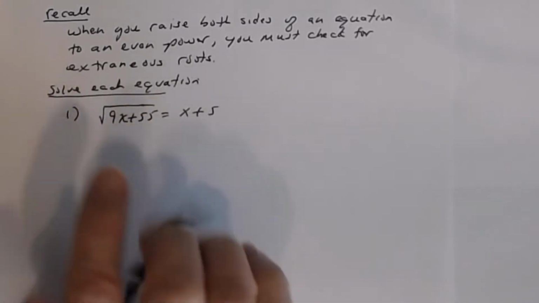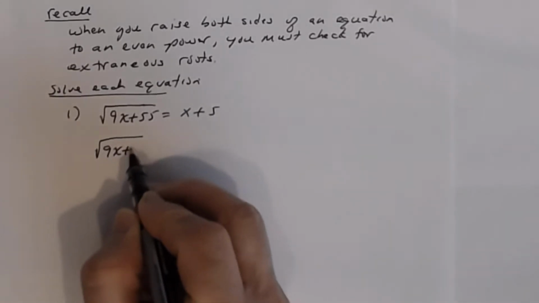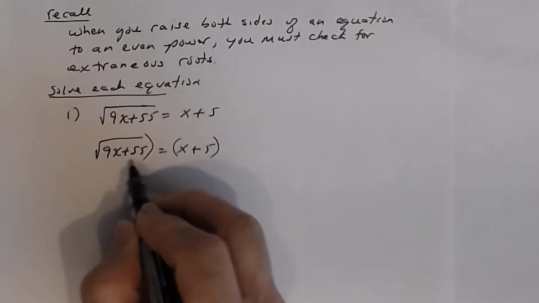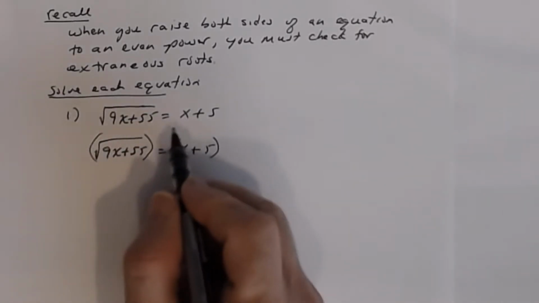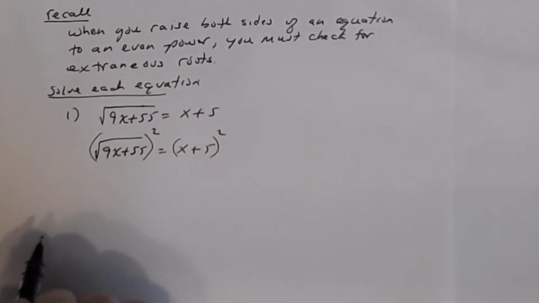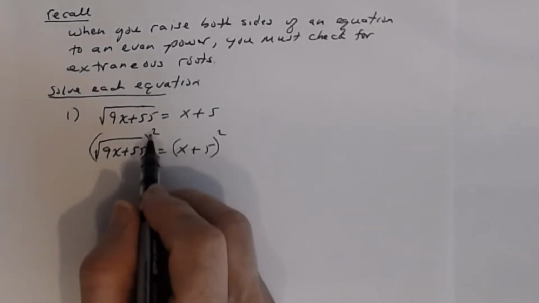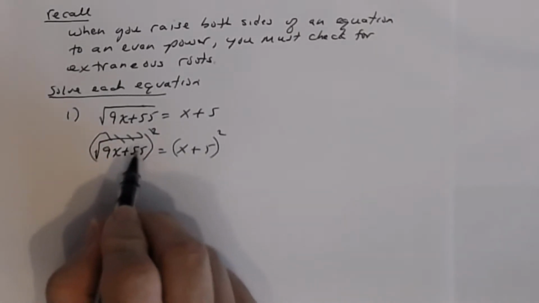So you're going to raise both sides to a power equal to the index, so that way they undo each other. So remember, square root, so you're going to square both sides. And so when you square both sides, the square root function and the squaring function are inverses of each other. They undo each other. So you're left with the radicand.